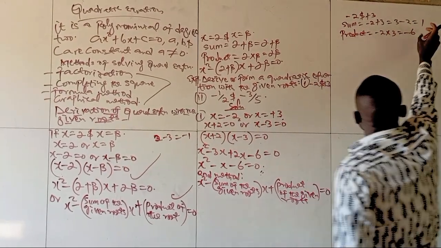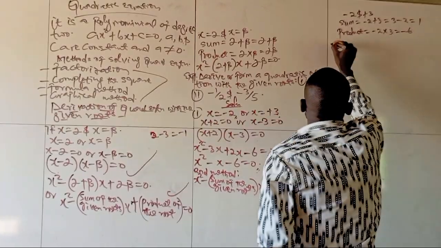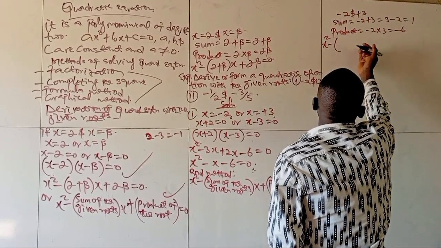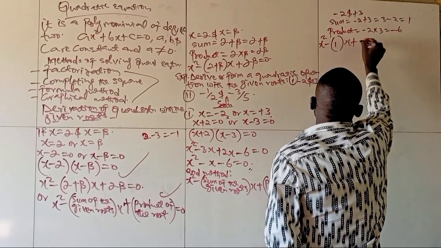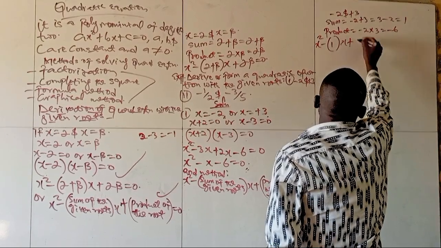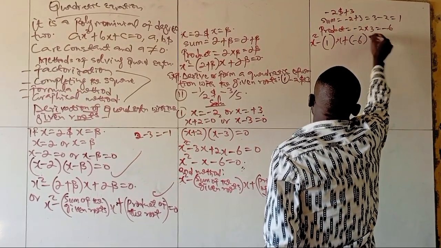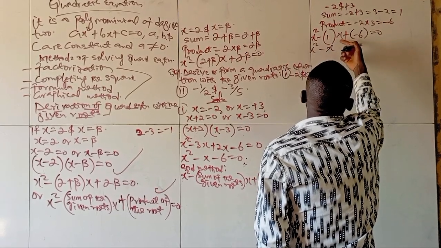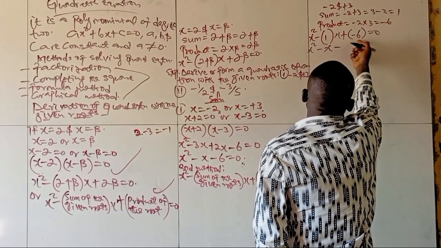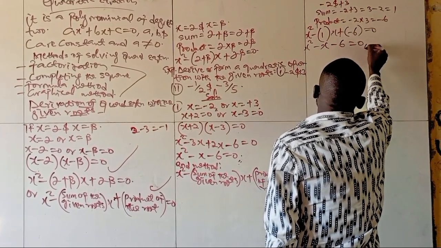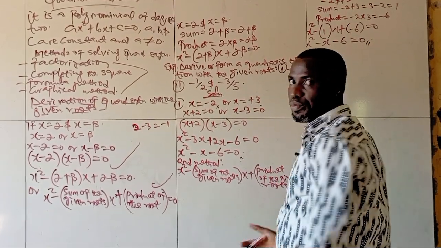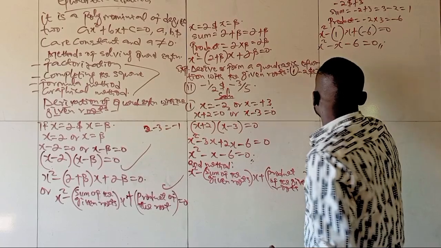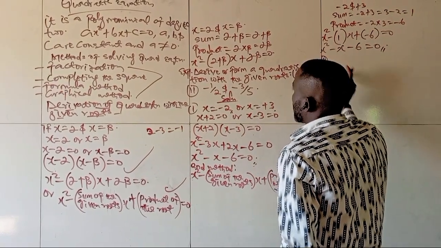Now we are going to inject this into the formula. We're going to have x squared minus, what we have for the sum of the roots is 1, into x plus the product of the roots, -6, all equal to 0. So that will be x squared minus x minus 6, equal to 0, since minus 1 times x is minus x, and plus times minus is minus.